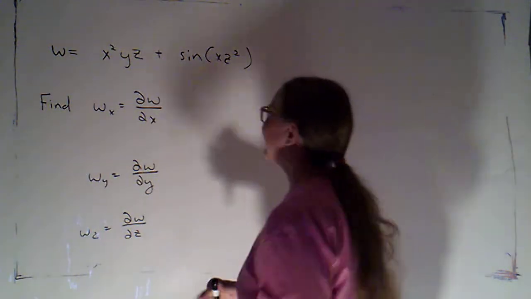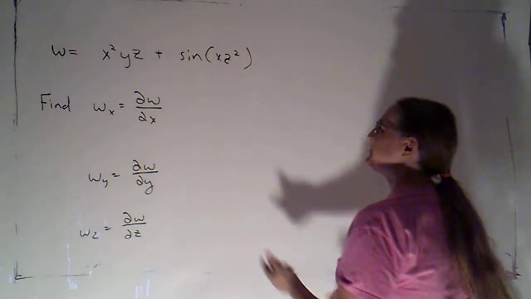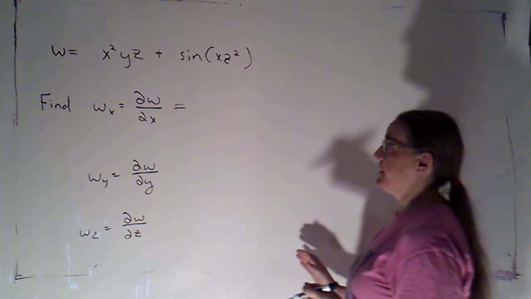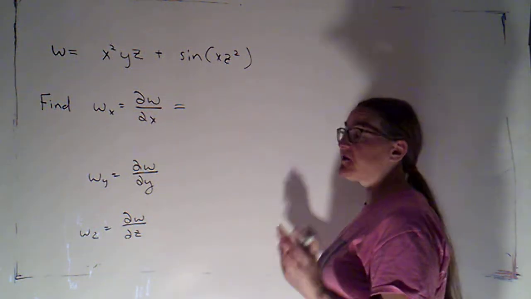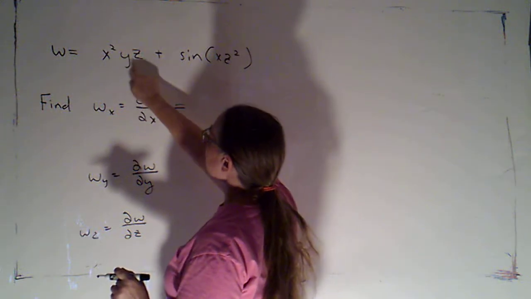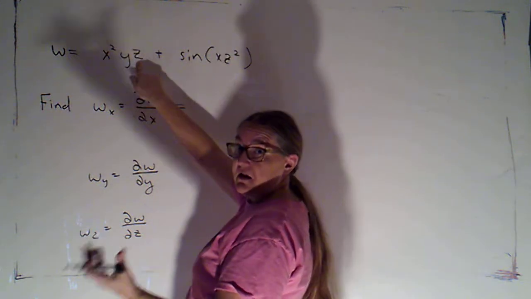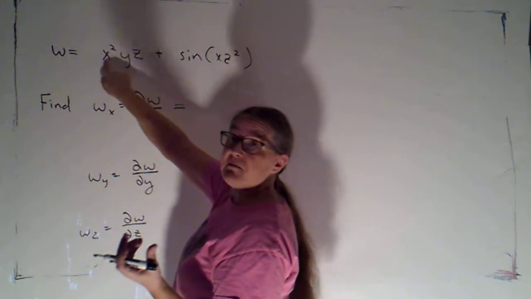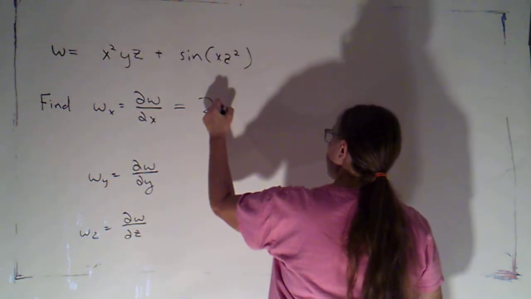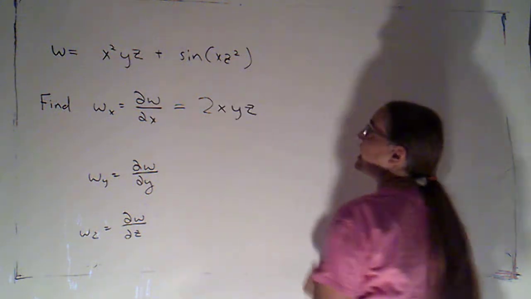Welcome back. Okay, so if I'm finding the partial with respect to x, x is my only variable. So y and z are standing for constants. So if I look at this first term, y times z, that's just a constant. I'm going to still have that constant times the derivative of x squared, which I know is 2x. So I'll have 2x times the constant yz.